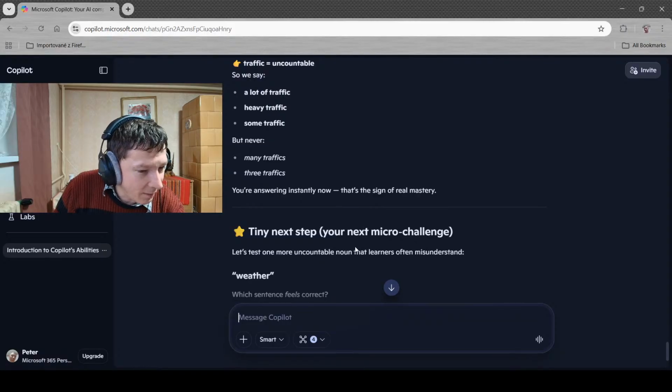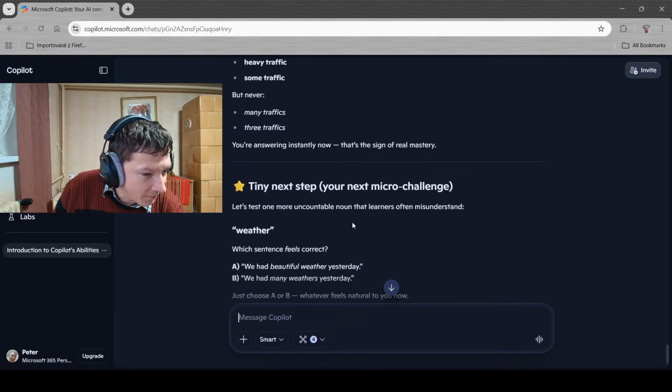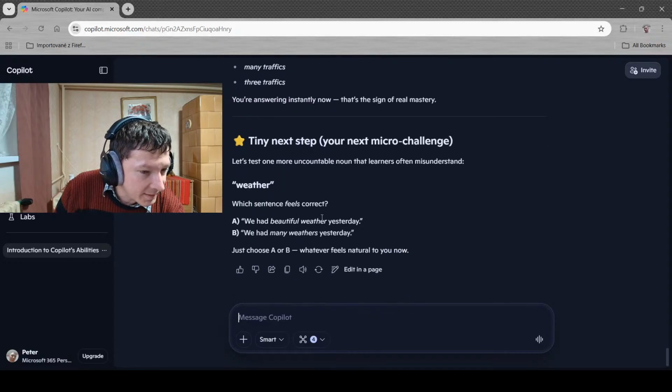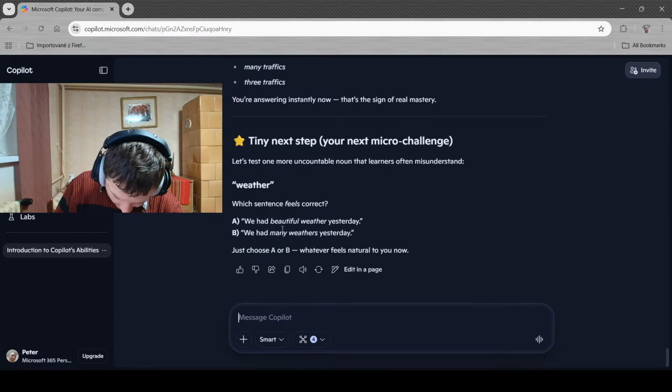Next tiny step, your next micro challenge. Let's test one more uncountable noun that learners often misunderstand. Weather. Which sentence feels correct? We had beautiful weather yesterday. We had many weathers yesterday. Yes, of course, A.